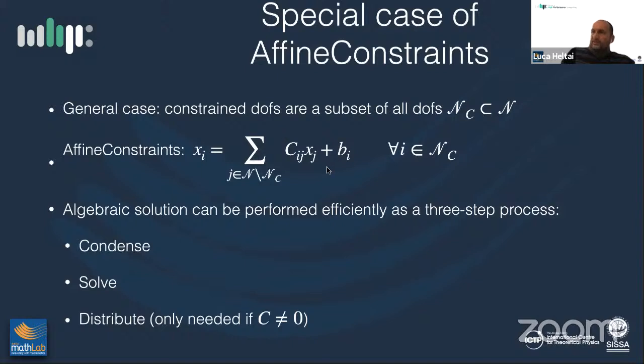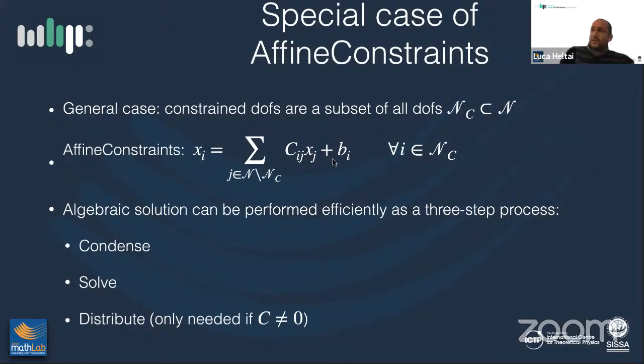You can always write, if you have constraints, you can set one of the constraints to be a multiple of a linear combination of all the other unconstrained degrees of freedom plus an affine transformation, and that's why it's called affine constraints. So this is a general type of constraints. We will see where this is used in a few slides.